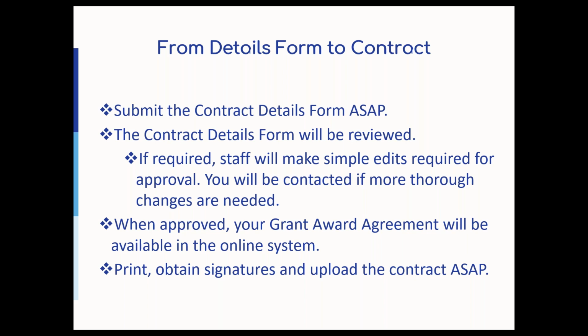We can talk through what you had on there so that we have contract details that is appropriate and that both of us agree on. Once I approve the contract details form, it turns itself into a grant award agreement in the system. And you will be able to download it in the system. I'm going to go ahead and show you that. You'll want to make sure you obtain those signatures and upload it back into the system as soon as possible.